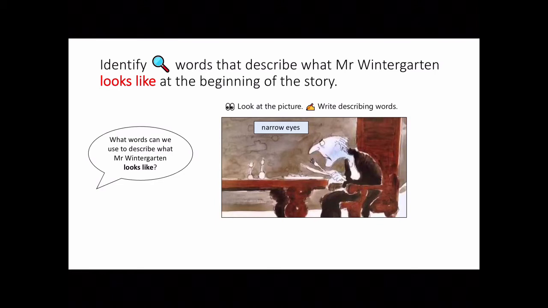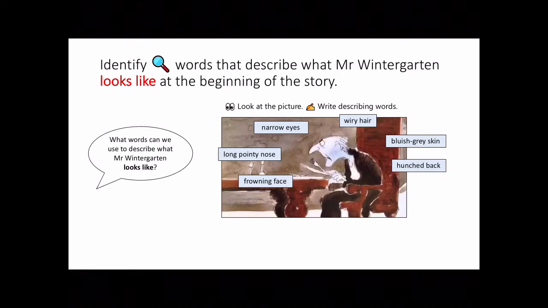If we look closely, we can see he has narrow eyes. He has a long, pointy nose. He has a frowning face. He has wiry hair, bluish grey skin, a hunched back. He's very thin, and he wears fancy clothes.